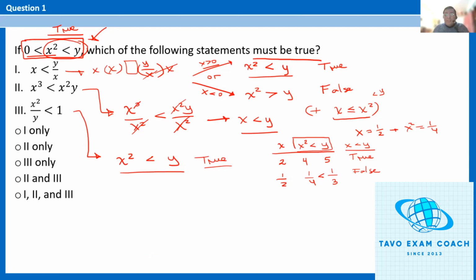Therefore, after we finish our analysis, the statement that is always true, provided the condition 0 is less than x squared and x squared is less than y, is just the third inequality. So this is the correct answer choice. Statements 1 and 2 have inequalities that are true only sometimes, not in all cases.